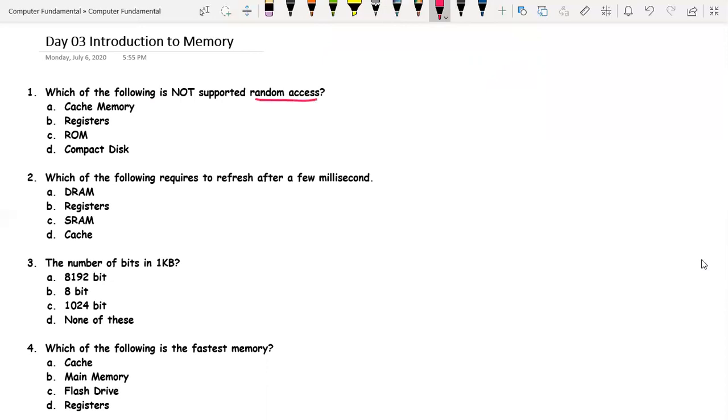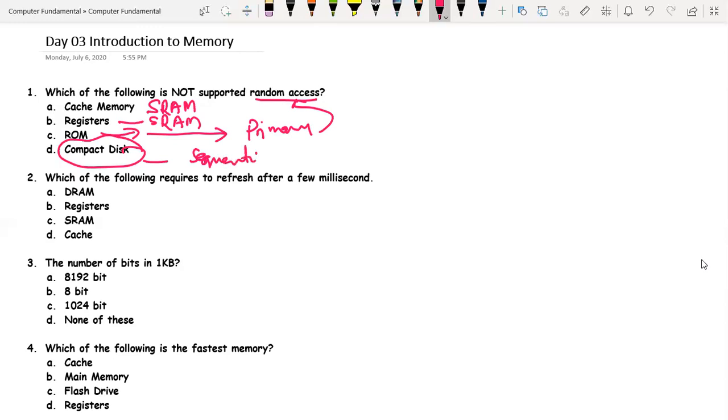So again, remember, cache memory is SRAM. Register is SRAM. These two are already covered. This goes in the next section, but if you just see the second slide, it's the primary memory, and primary memory generally uses random access. So the only option is compact disk. This is not random access, it's sequential access. So this is the first one. The correct answer is D. Okay, move to question number 2.